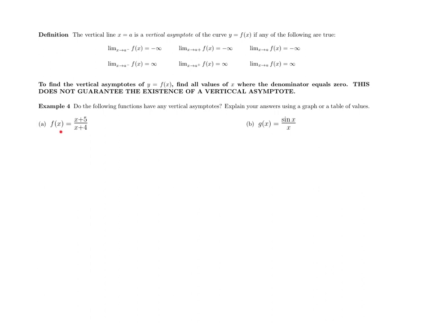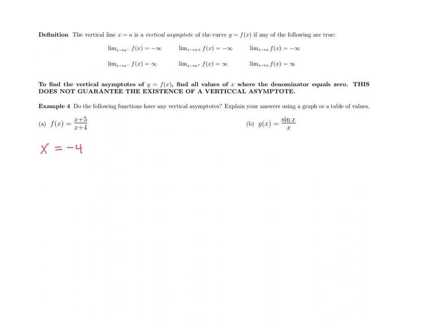Let's start with this one in part A. f of x is equal to x plus 5 over x plus 4. Are there any vertical asymptotes on this function? A good place to start is by asking, well, where's the denominator equal to 0? And I know that number is x is equal to -4.